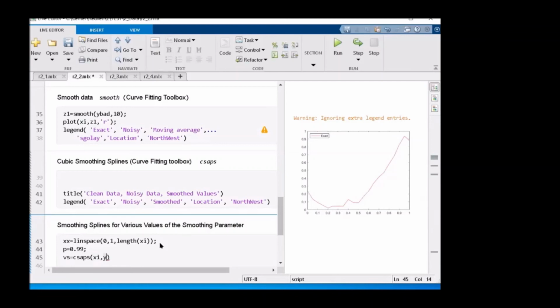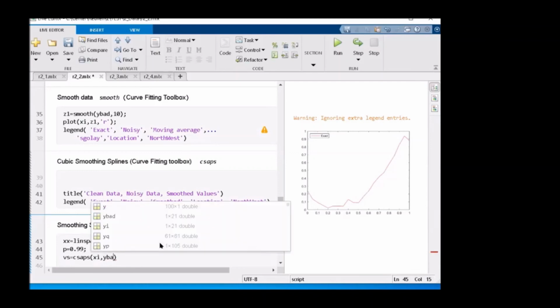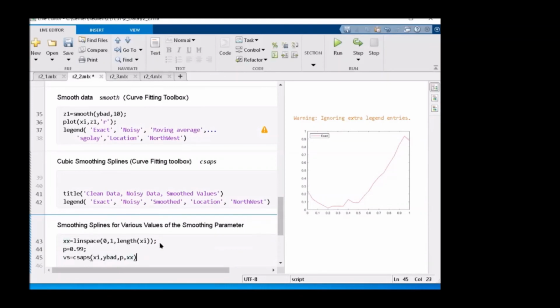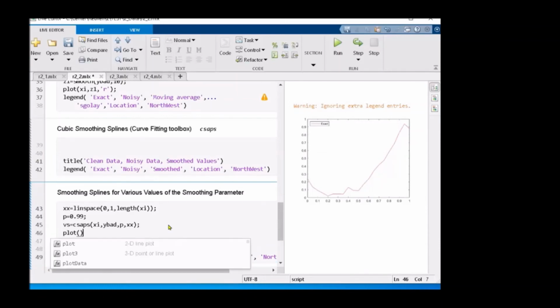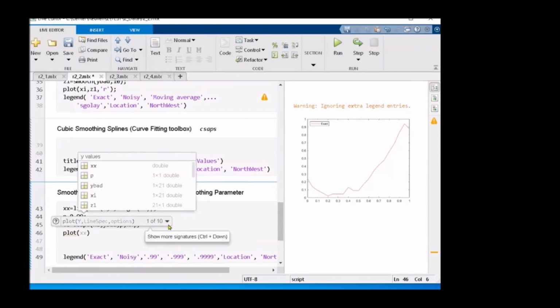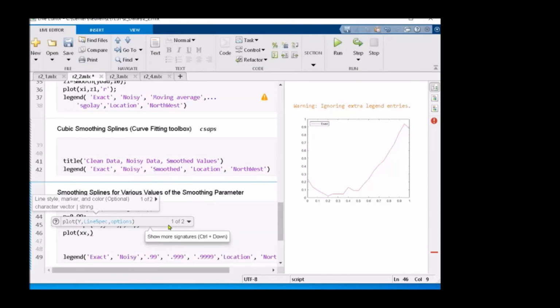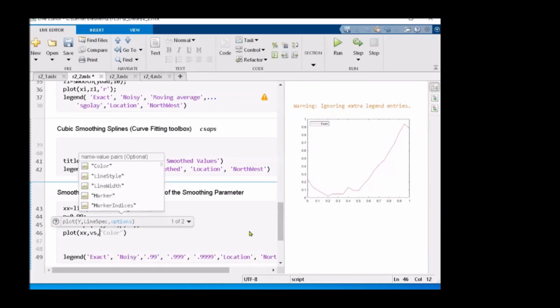Our argument, our bit noisy results, our parameter, and this XX, our new argument. Let's see what we get. Plot the result. Maybe I will plot only the fitting result. It's XX and our result of our smoothing.